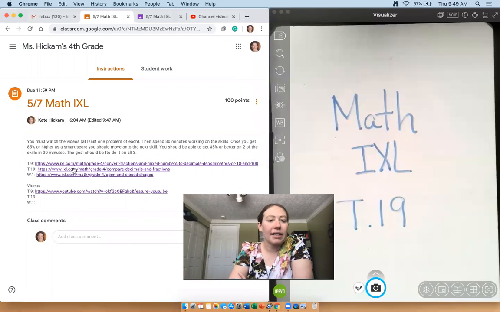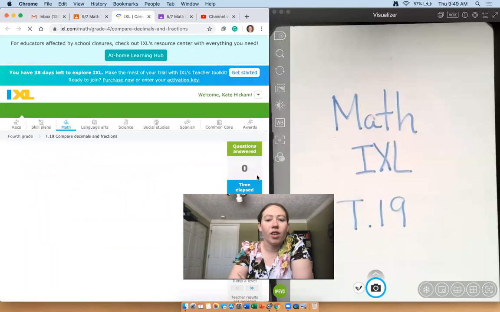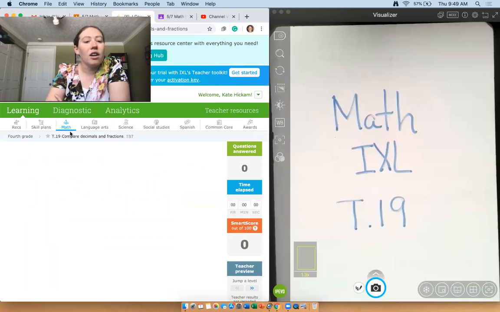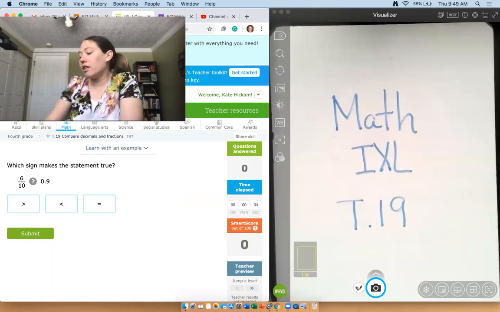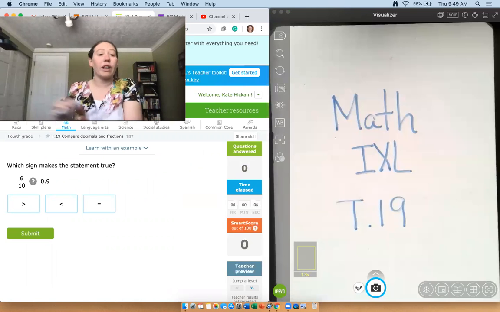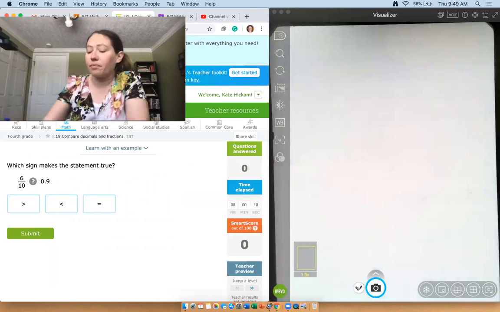I'm coming over to my assignment and clicking on it. Checking for the two things that I always check for whenever I pull up IXL. First, that I have the correct skill, T.19, and second is that my name is in that upper right-hand corner. Remember, these are randomly generated problems, so yours might look different than mine.